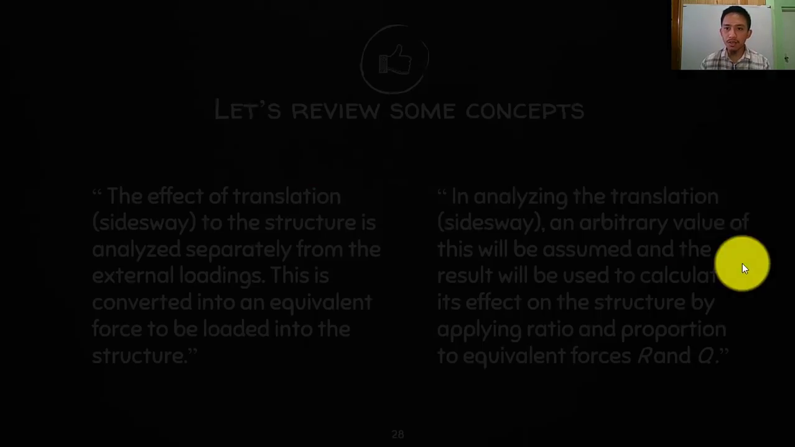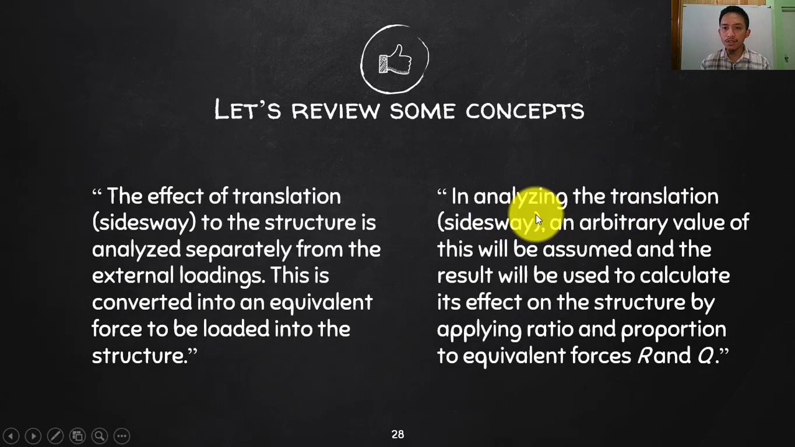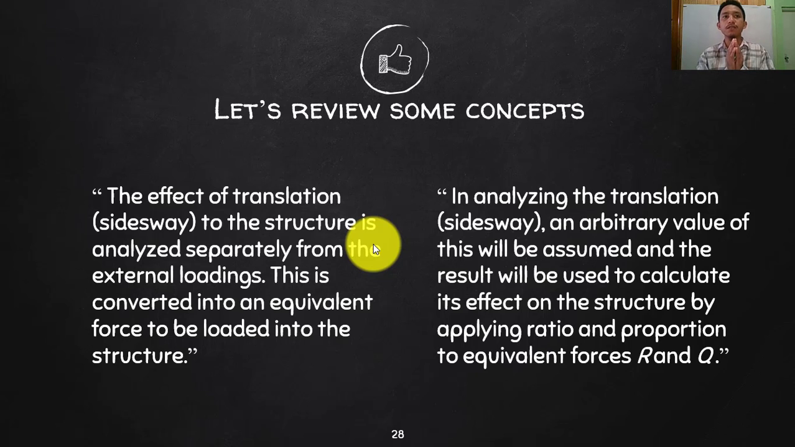You cannot solve the effect of your force R because there is your Sidesway, and actually there is no way for us to be solving the end moment. So what we will be doing is assume an arbitrary value of that translation. So we will be assuming a value of translation, and then whatever the effect of that, we will apply ratio and proportion for the values of R and Q, and of course to their effect on the end moments. So that is your flow of analysis of indeterminate frame with Sidesway using moment distribution.